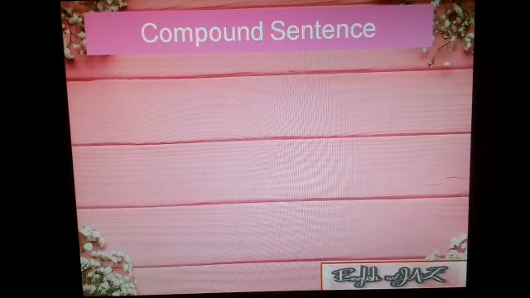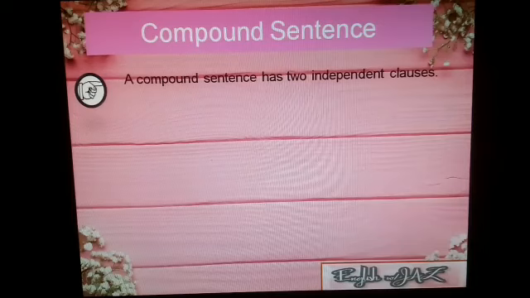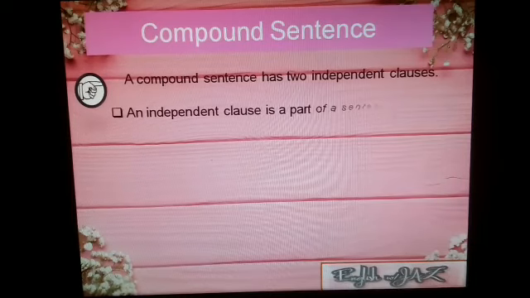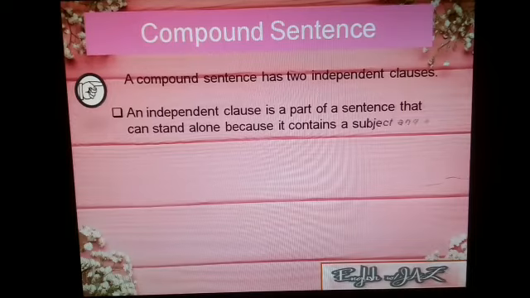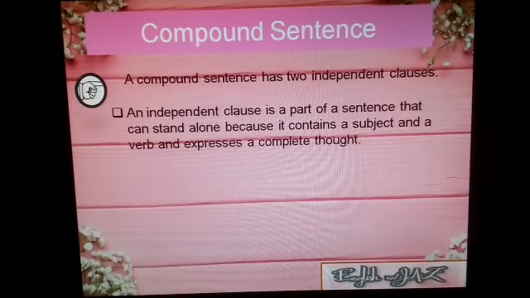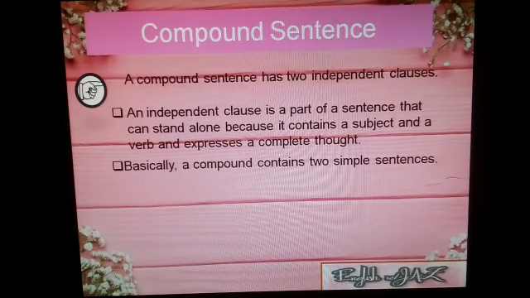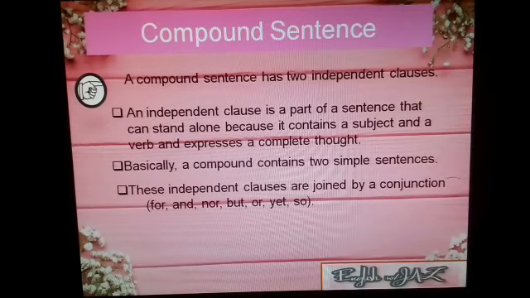How about a compound sentence? A compound sentence has two independent clauses. An independent clause is a part of a sentence that can stand alone, because it contains a subject and a verb and expresses a complete thought. So basically, a compound sentence contains two simple sentences joined together. These independent clauses are joined by a conjunction: for, and, nor, but, or, yet, so.